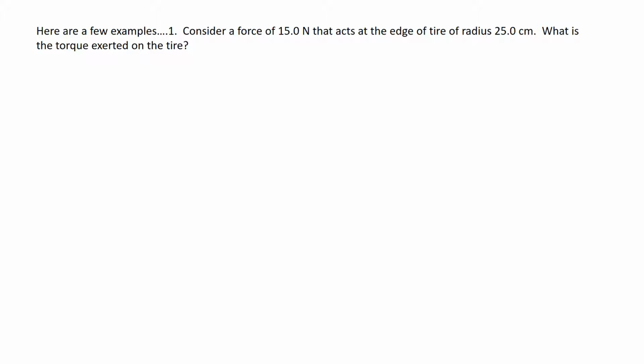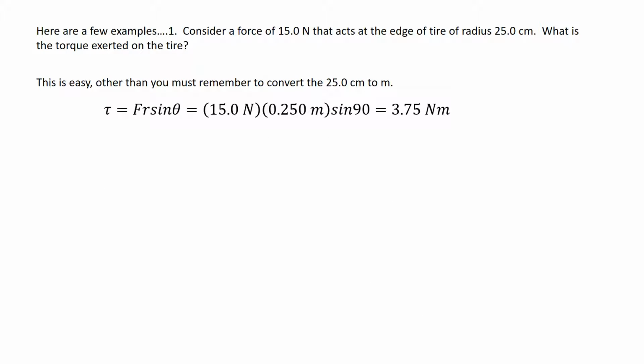Here are a few examples. Number 1, consider a force of 15.0 newtons that acts at the edge of a tire of radius 25 centimeters. What's the torque exerted on the tire? This is easy, although you have to remember to convert the 25 centimeters to meters. Always make sure you're using the right units. Here's the equation. Torque equals Fr sine theta, 15 newtons times 0.25 meters times the sine of 90. Sine of 90 is 1. When I multiply everything together, I get 3.75 newton meters.